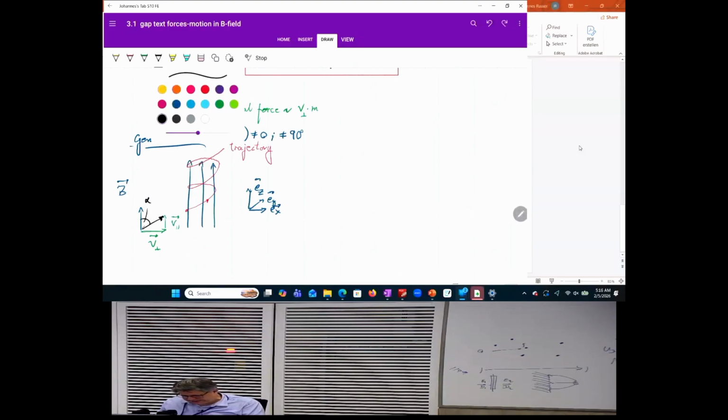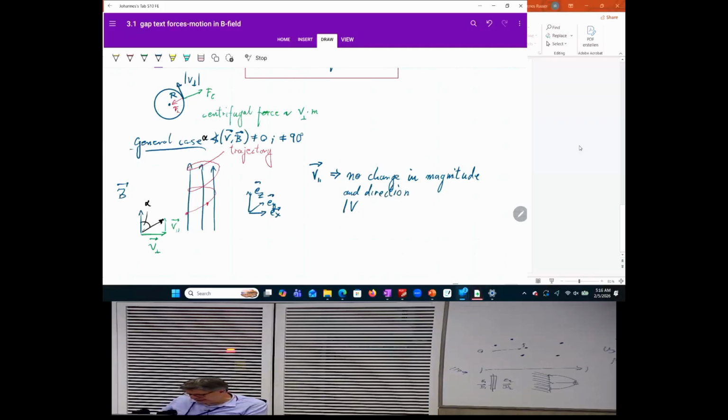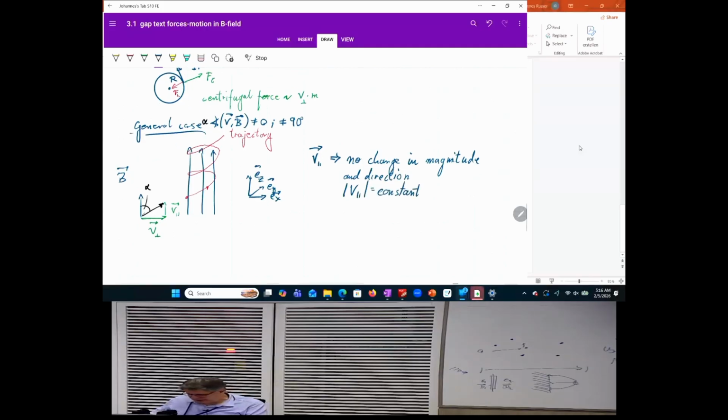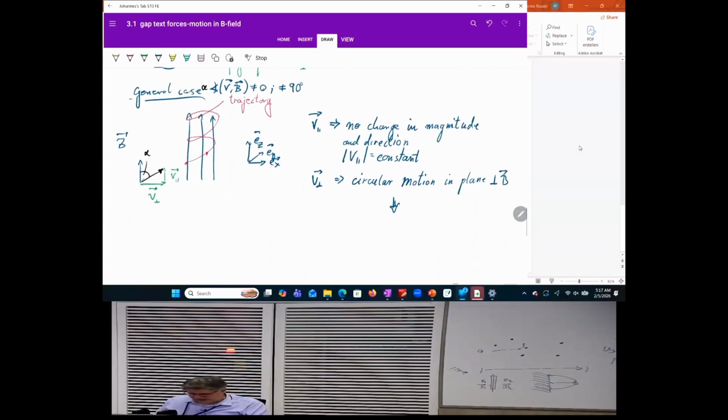So let's add some information. For V parallel, there is no change in magnitude and direction. That remains constant. But for the V that is perpendicular to the field, you have a circular motion, and that circular motion is in the plane perpendicular to the B field. Then you superimpose these two, and that yields this spiraling, this helical motion, the superposition.